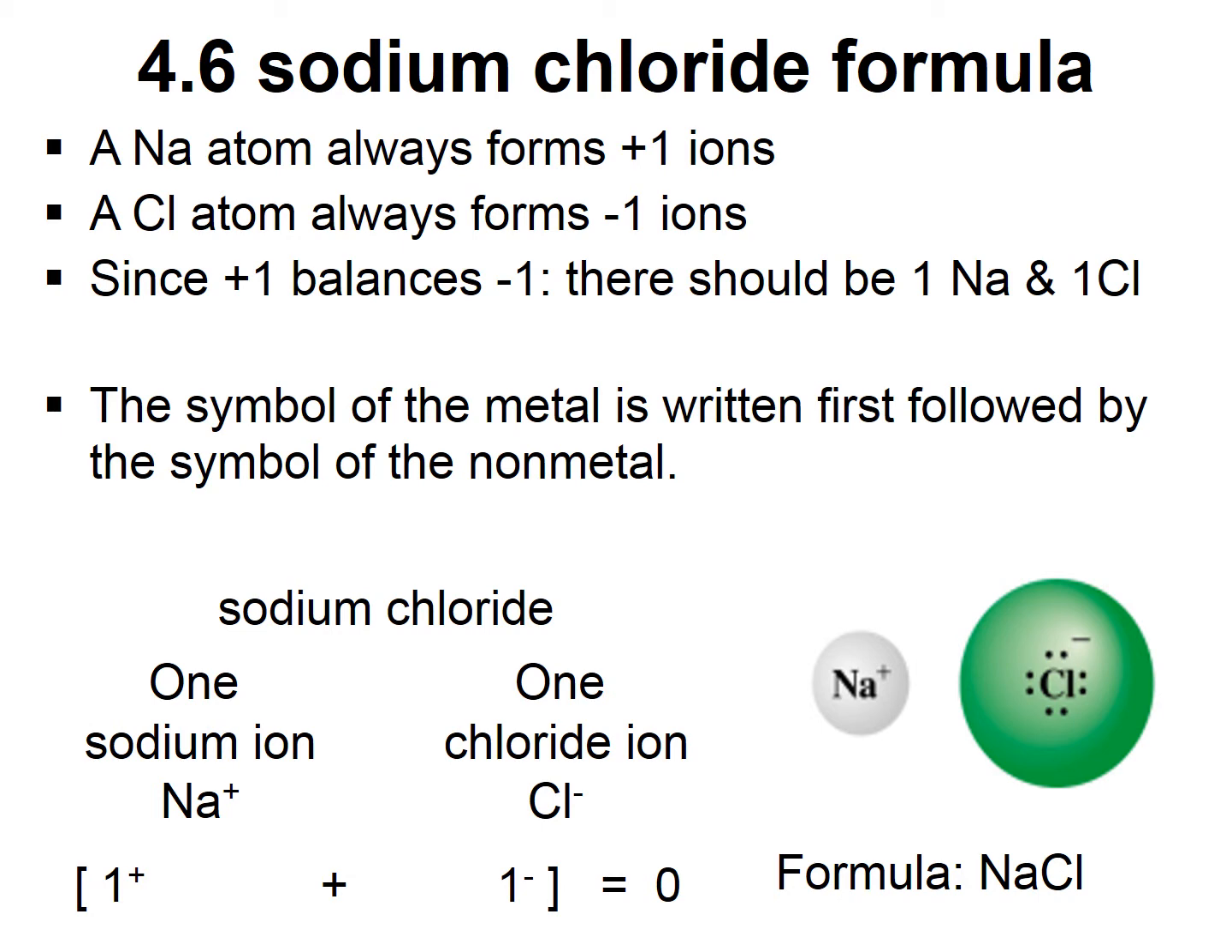Now, we're always going to have the metal first, and then the nonmetal. And when we put these ions together, we're no longer going to write the charge anymore because that charge is essentially neutralized or equalized. So our formula is just going to be NaCl. So metal first, chloride, nonmetal second.